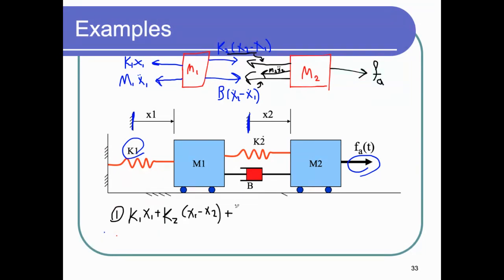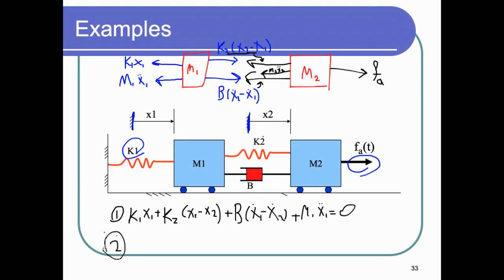Then we have also b (x1 dot minus x2 dot). This is also plus m1 x1 double dot. All of this is equal to 0.